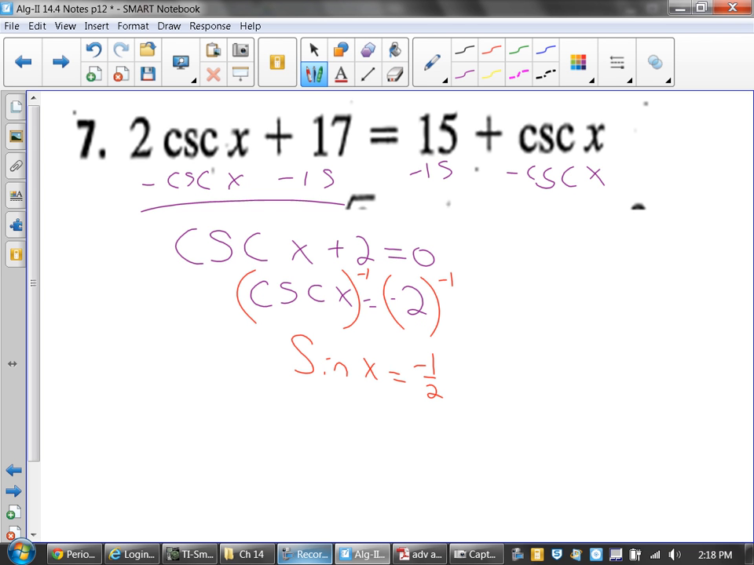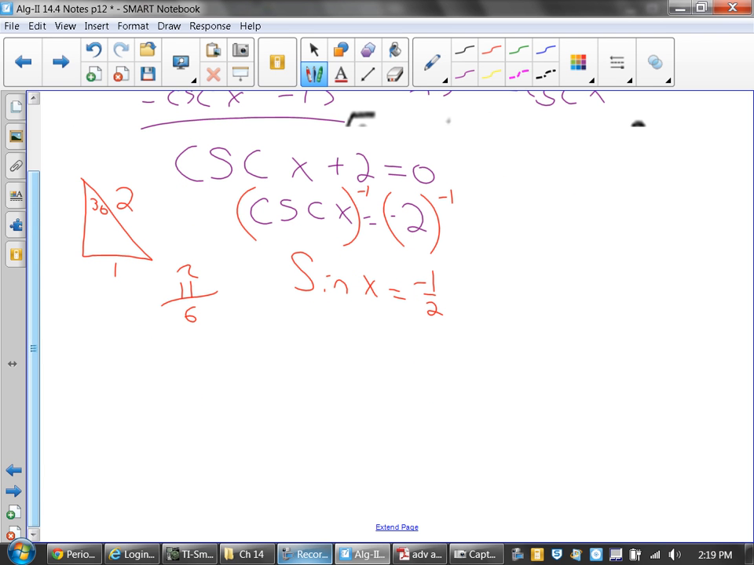What triangle am I in? 30 again? Yeah. So I'm at 30 degrees, so I am pi over 6. And what quadrant is sine negative? 3 and 4. So if I pi over 6 for the reference angle, being the negative value, that gives me what? 7 pi over 6 and 11 pi over 6.